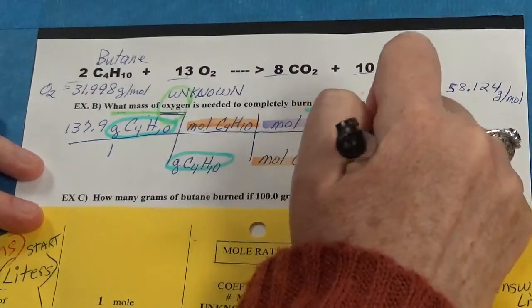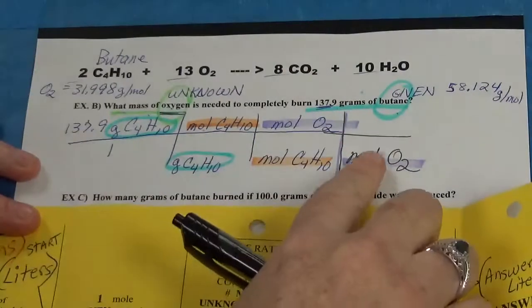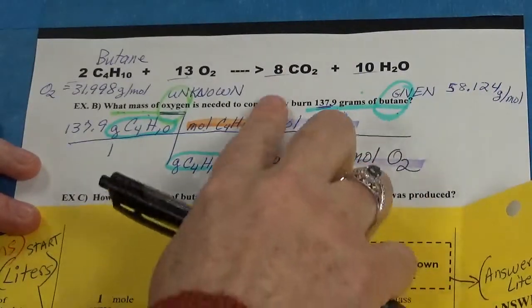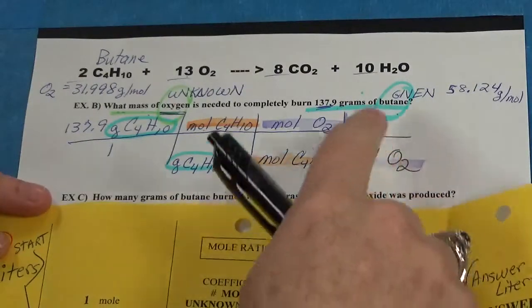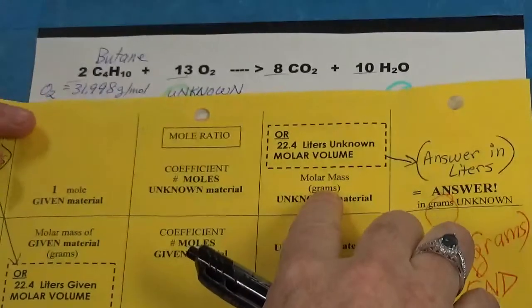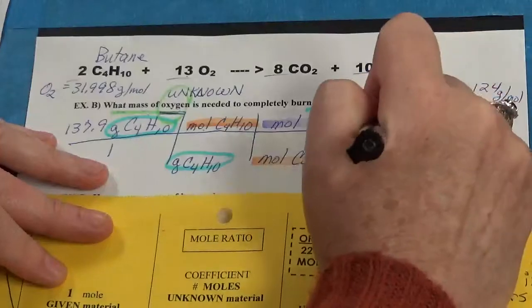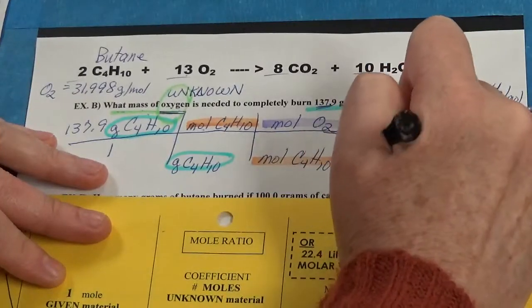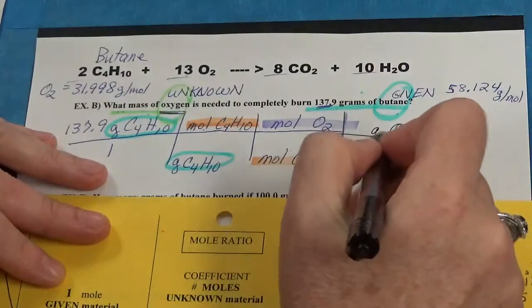And so moles of oxygen will go there. Now this is not the first time moles is in the bottom. This is the mole ratio, this is not. What we're doing now is actually converting moles of the unknown to the unit we want it in, which is grams. This time we want what mass of oxygen. So grams of oxygen must go on top, and we will put the molar mass of oxygen here.